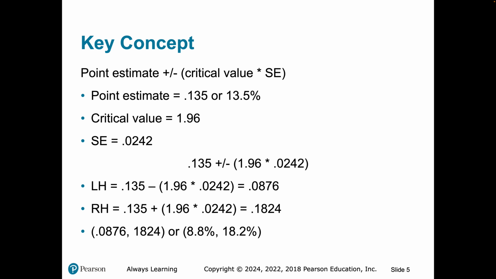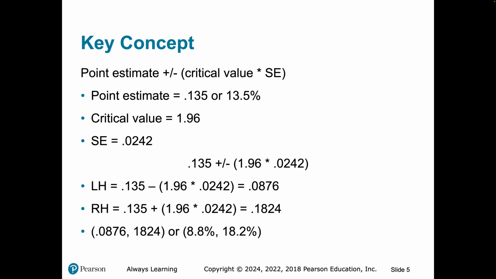So to make this calculation, we take the 0.135 plus or minus 1.96 times 0.0242. The plus or minus part tells me that I have two calculations to make. So the left-hand side, which I have at the bottom for LH, of my interval will be 0.135 minus 1.96 times 0.0242. And the right-hand side of the interval will be 0.135 plus 1.96 times 0.0242.